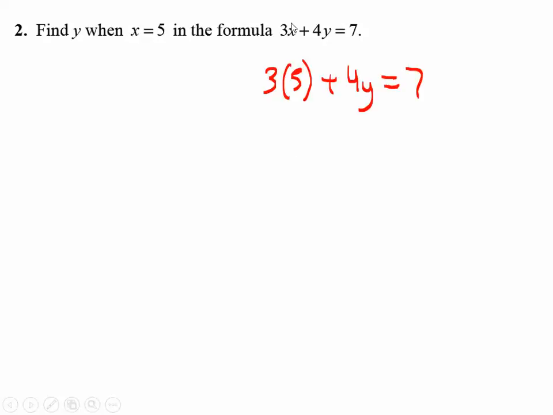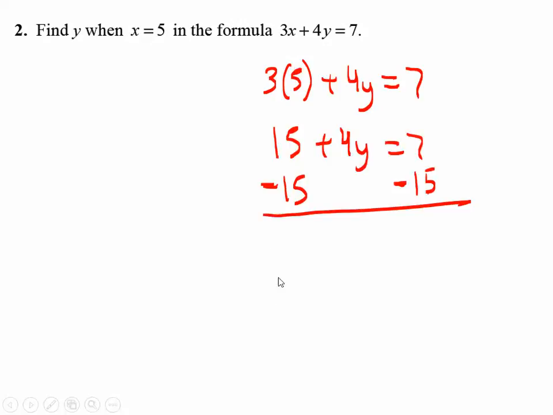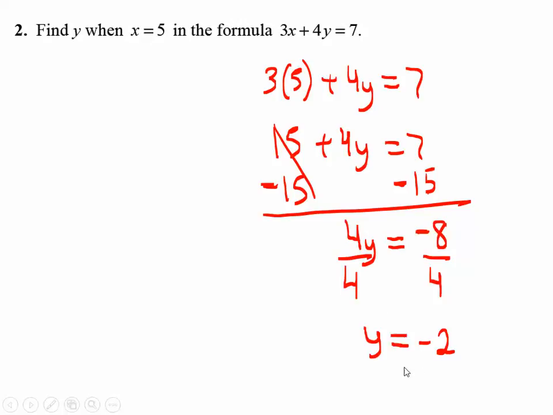So, plugging in the 5 for the x. Hopefully you saw 3 times 5 has to go first. You got 15. Subtract 15 from both sides, again trying to get that 4y by itself initially. Then you got a negative 8 over here. So 4y equals negative 8. Divide through by 4. And how about y equals negative 2? Cool. Good.